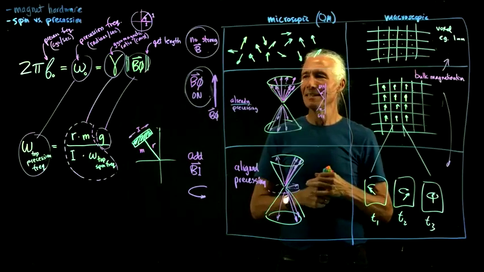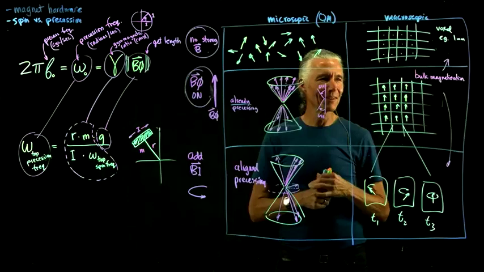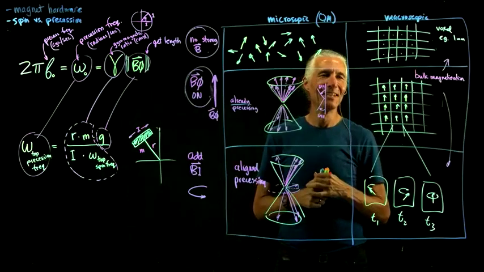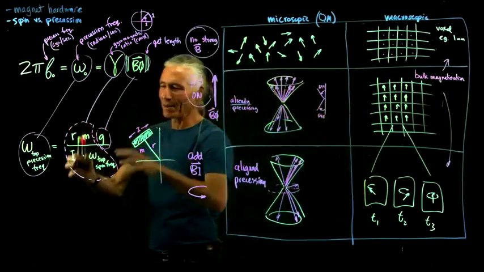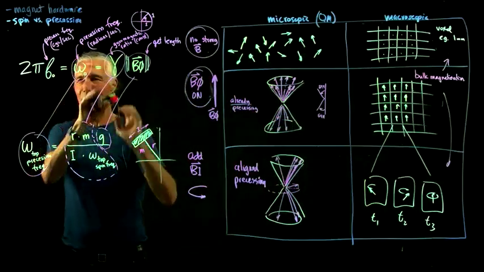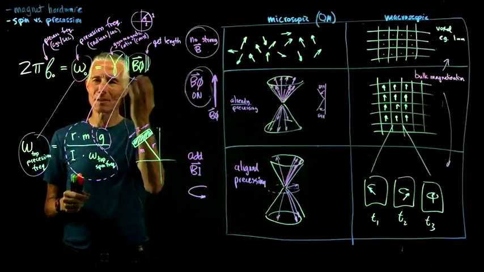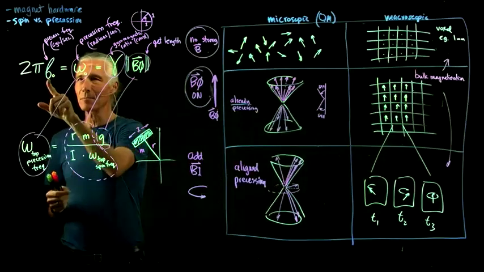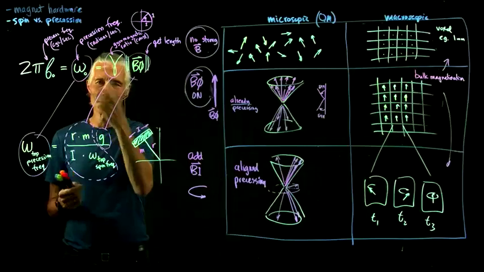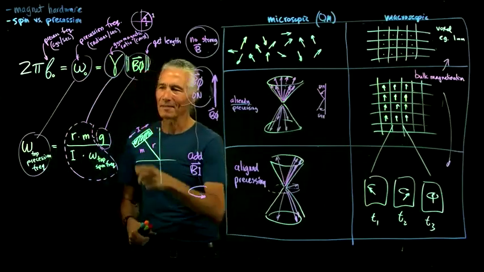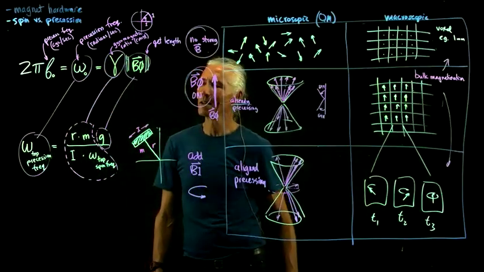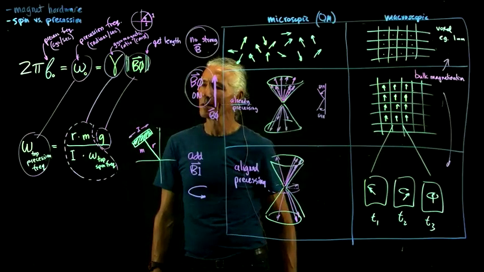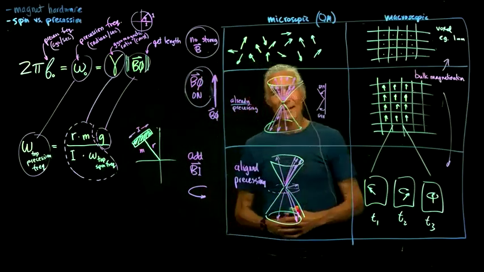Okay. Everybody happy with this so far? And a simple equation. Boy, this one's much more complicated. Very simple equation. The precession frequency is just proportional to the field. You can either do it in cycles per second or radians per second. Question?